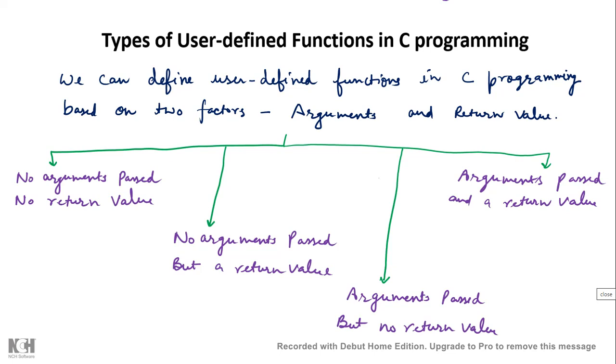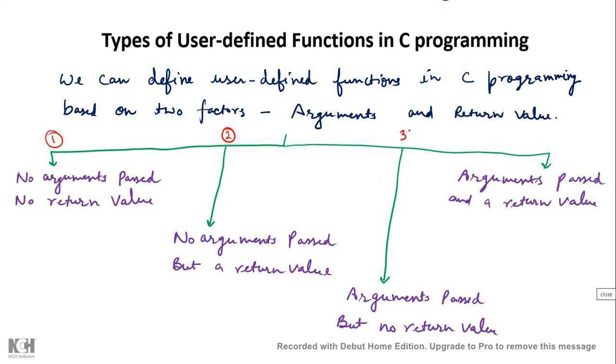So it is based on two factors, as you can see on the screen, based on arguments and the return value. So we can define the user-defined functions into four categories. First is the function in which we do not pass any argument, that means no arguments passed, and the function will not return any value, that is no return. The second combination is in which no argument is passed, but there will be a return value in the function.